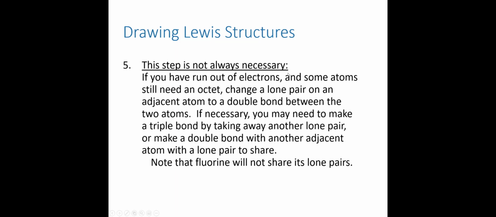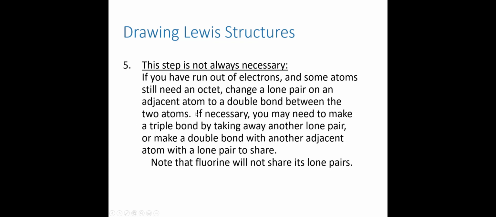This step is not always necessary, and as we just saw a moment ago, it was not necessary for ammonia. Let's say you have run out of electrons, and we still need to get an octet on some atoms. How are we going to handle that? Well, what we do is we go next door to any atom which has a lone pair, and we beg for electrons from that. So we say to that atom, I want you to change that lone pair into a double bond between me and you. And that's exactly what it will do. It will change that lone pair to a double bond.